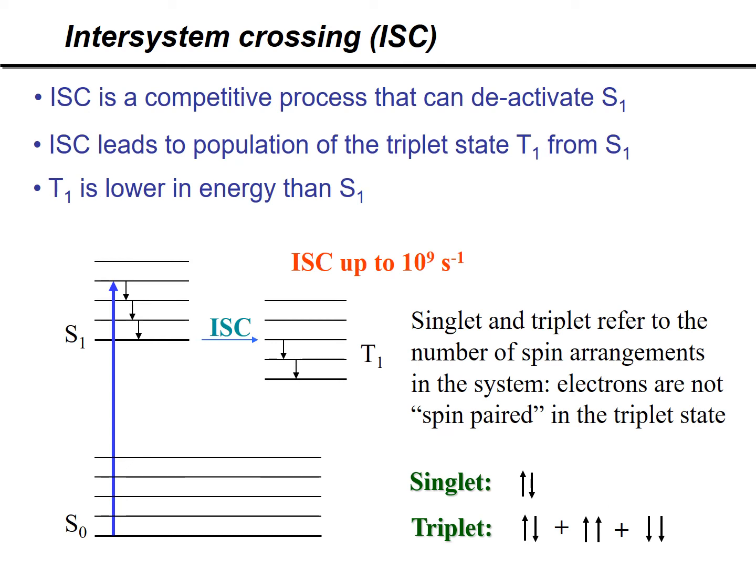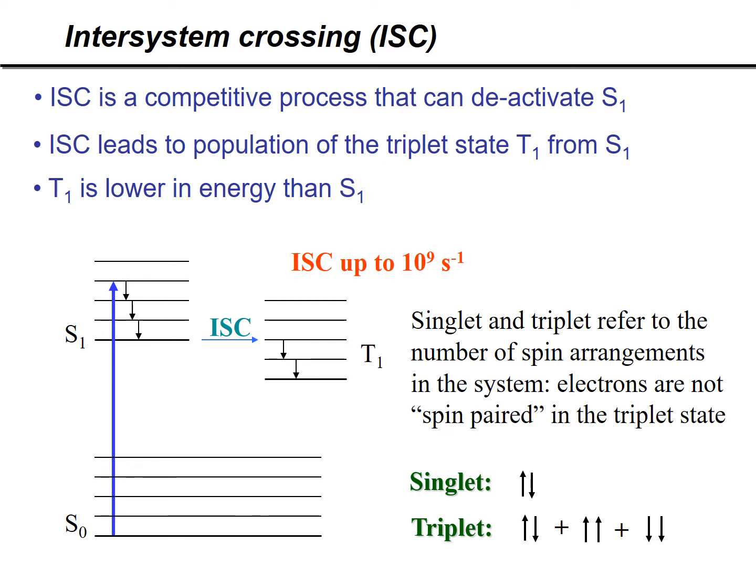Okay, now here's another phenomenon that we need to talk about. It's called intersystem crossing, and it's a competitive process which can deactivate an excited state. It's non-radiative, and what happens is an electron changes spin, and the system, the molecule, goes into what is called a triplet state. So the system, if you like, is the molecule, and it goes from being in a singlet arrangement to a triplet arrangement. So it's intersystem crossing from one spin state to another.